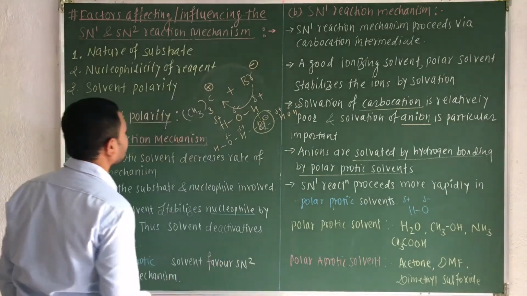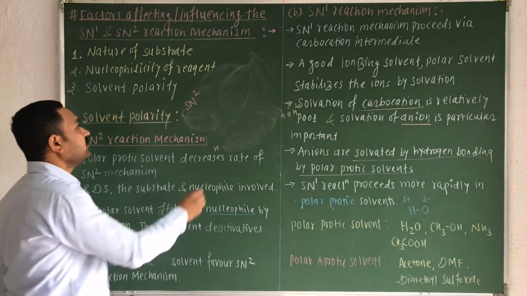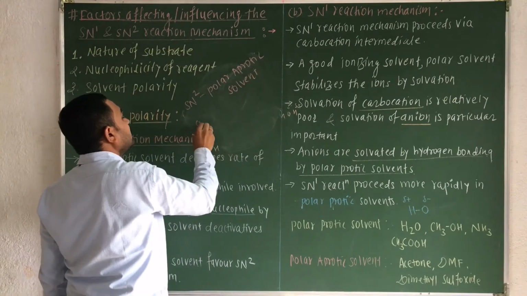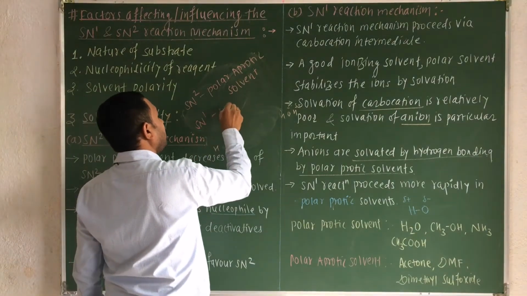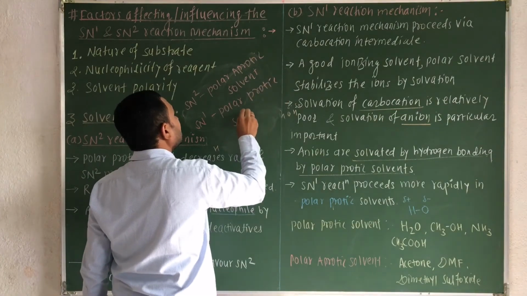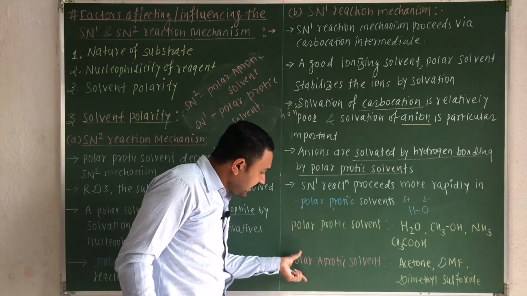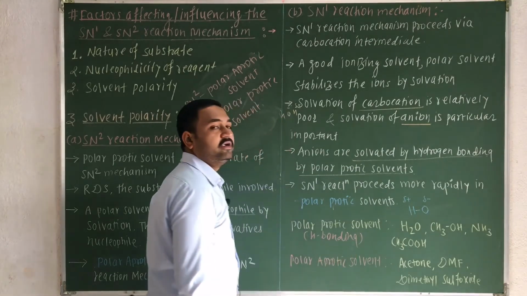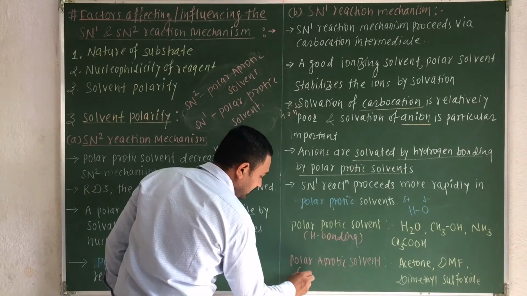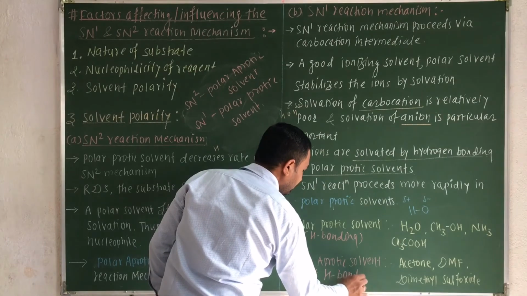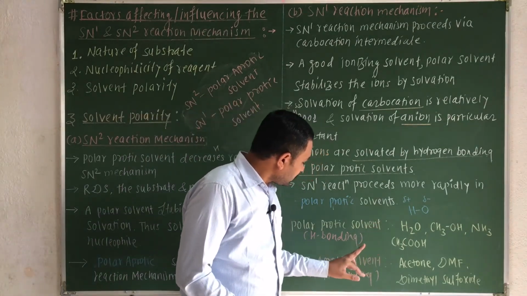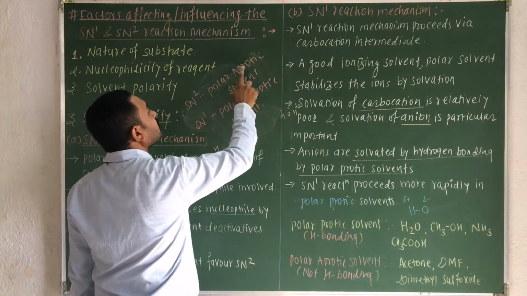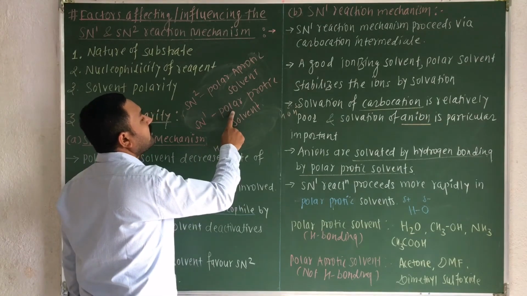Now if we have to summarize, the SN2 reaction mechanism is favored in the presence of a polar aprotic solvent, while the SN1 reaction mechanism is favored in the presence of a polar protic solvent. So you know the difference between the polar protic solvent and the polar aprotic solvent. Your polar protic solvent is capable of hydrogen bonding, which is one intermolecular force of attraction, while the aprotic solvent is not capable of hydrogen bonding. So these are the examples of polar protic and polar aprotic solvents. Keep this point in your mind: the SN2 reaction mechanism is favored in the polar aprotic solvent, while the SN1 reaction mechanism proceeds via a polar protic solvent.